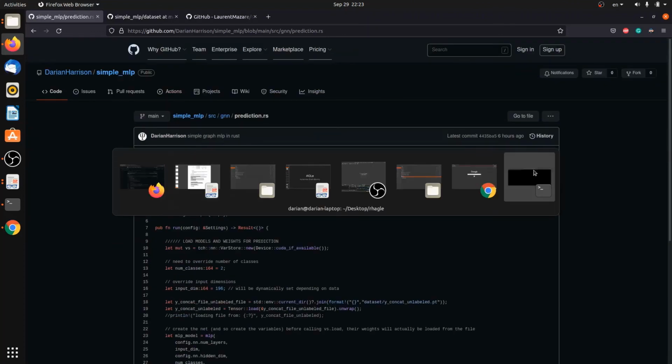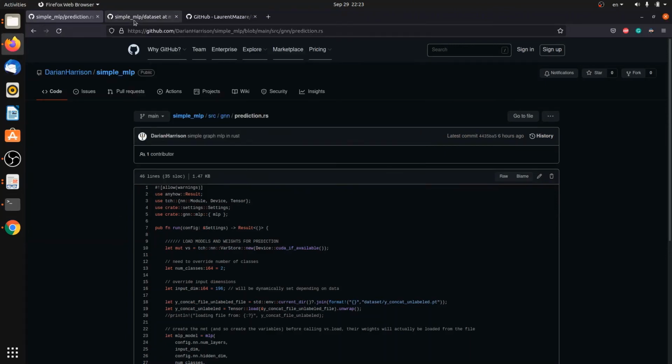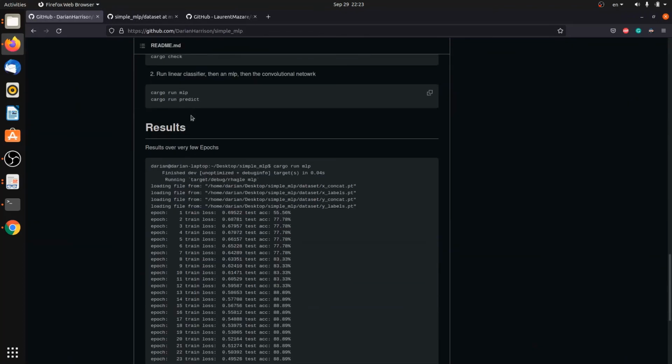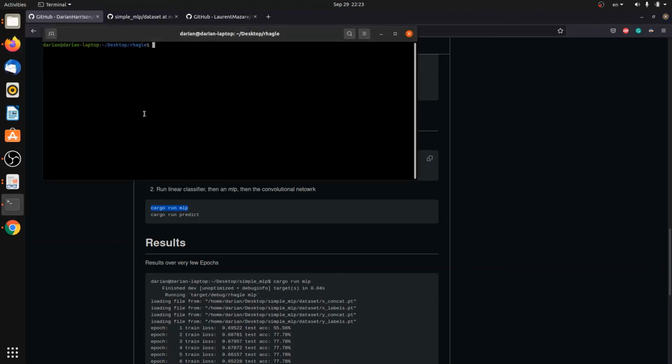So let's go to the terminal. I'm already here in the project. Just to follow the README, we've done all this. We are currently in the project, and then, okay, cargo run NLP.